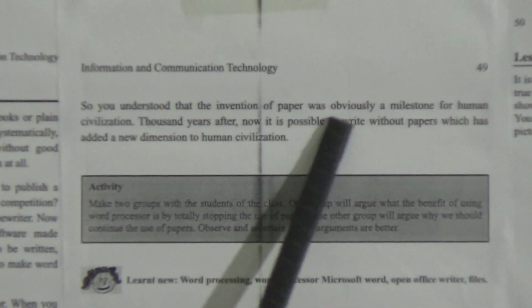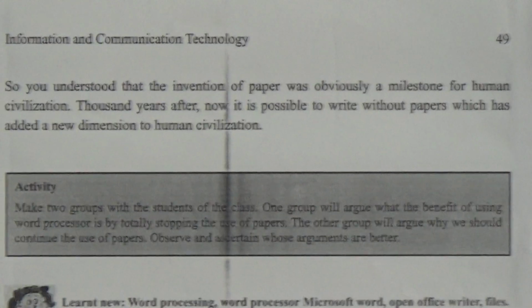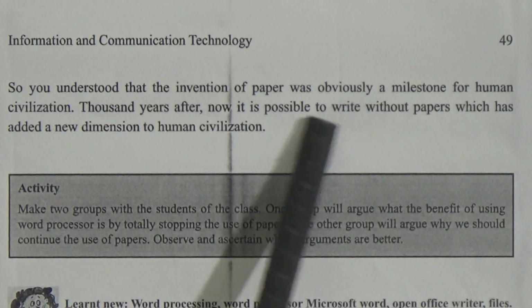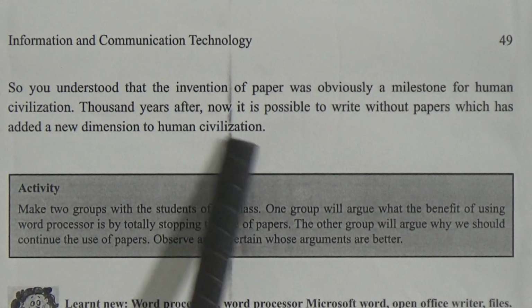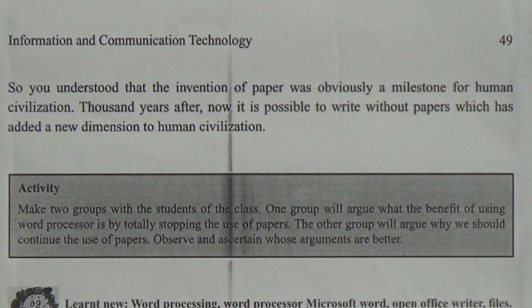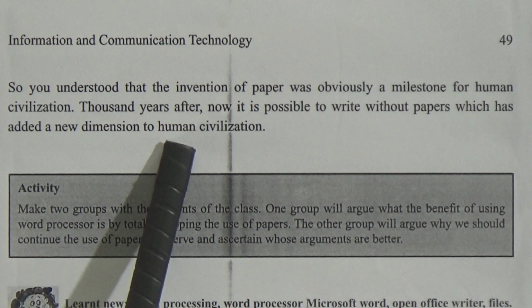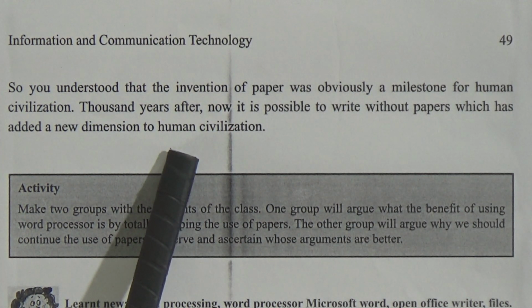So you understood that the invention of paper was obviously a milestone for human civilization. A thousand years from now, it is possible to write without paper, which has added a new dimension to human civilization. It's really true, because in earlier times we couldn't use this type of thing and we had to write on paper. We couldn't think about word processors or any modern elements.